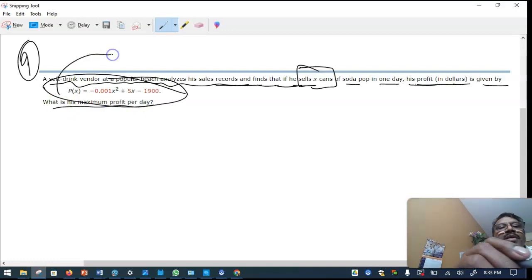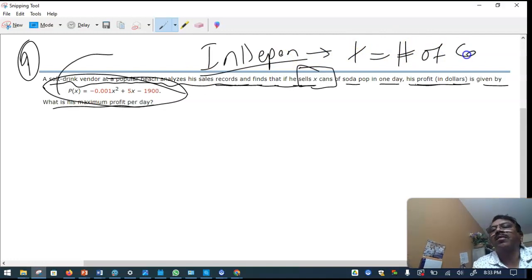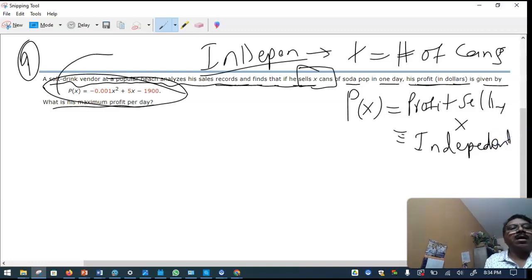So this is a profit function P(x), where your independent variable x is the number of cans you sold per day, and P(x), the output, is the profit in dollars from selling x number of cans.